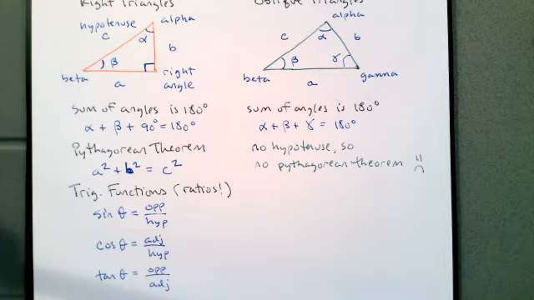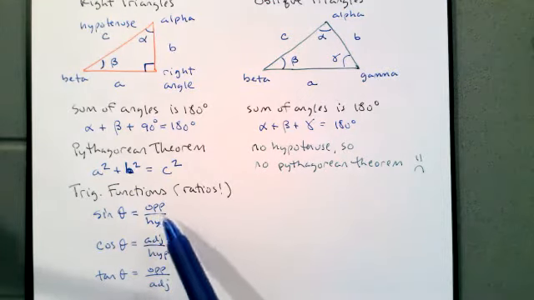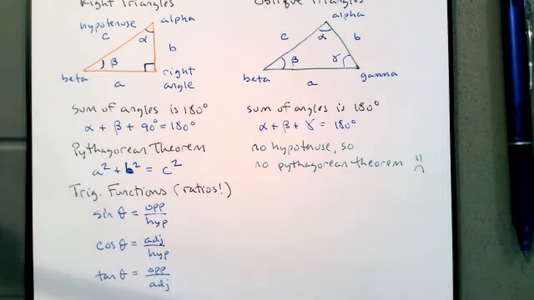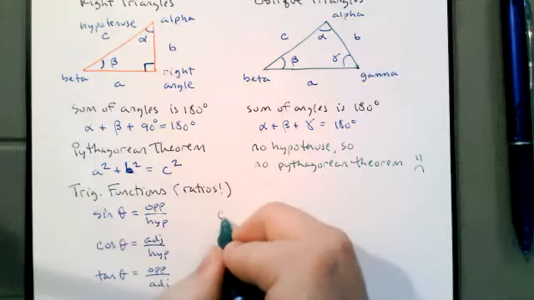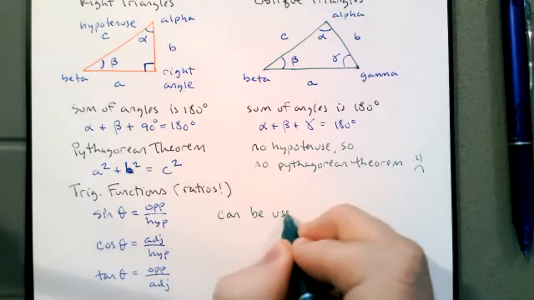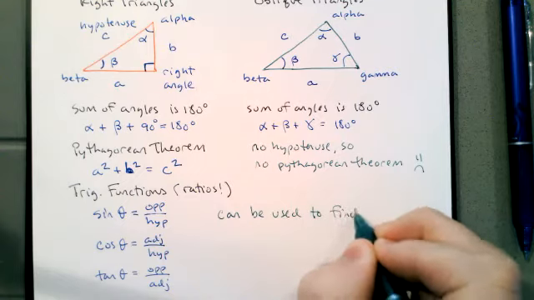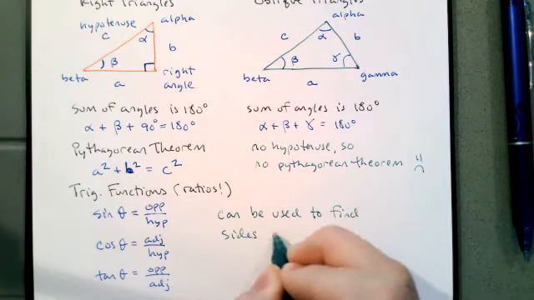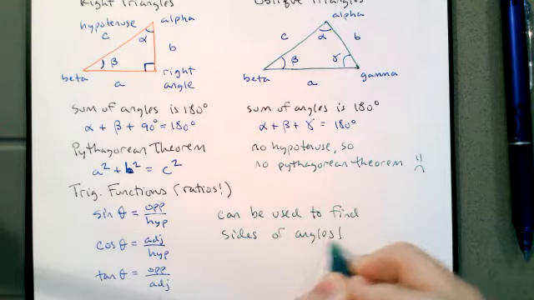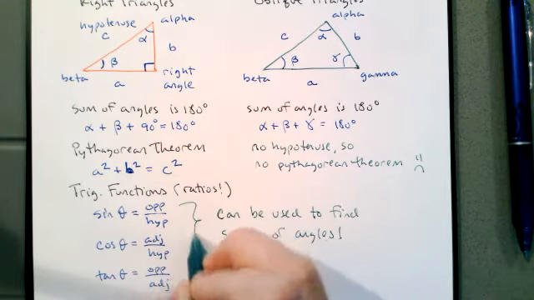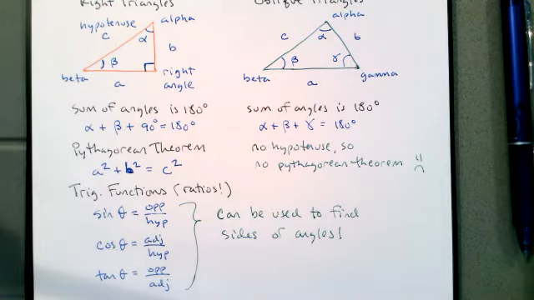An important thing to recognize is that we can use trig functions to find a side, or we can use trig functions to find an angle. So the trig functions, since they're a relationship between the sides and the angles, we can use the trig functions to find angles or to find sides. The trig functions can be used to find sides or angles.